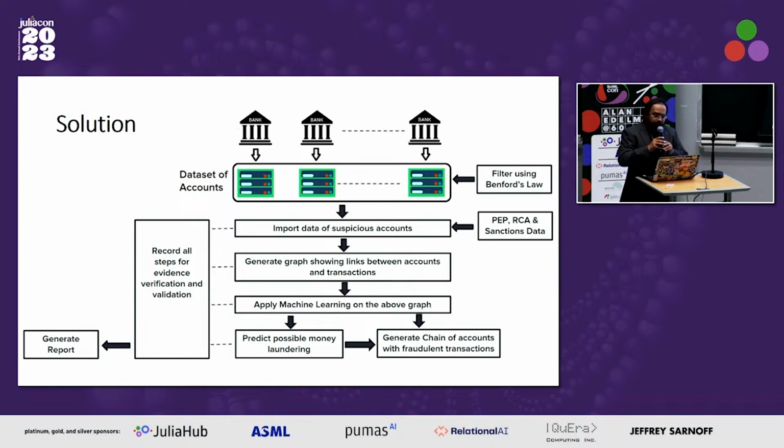Then import the suspicious accounts. Here you can import the data of PEPs, that is politically exposed persons, and relatives of politically exposed persons, and also the sanctions data. Then generate a graph showing the links between the accounts and the transactions. This is very, very important. Then apply machine learning on the above graph. Then predict the possible money laundering. Then also generate the chain of accounts with fraudulent transactions. But in all these steps, you have to record the steps because it is very, very important for evidence verification and validation.